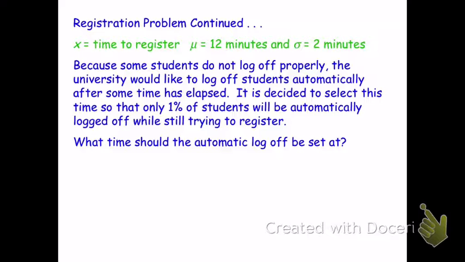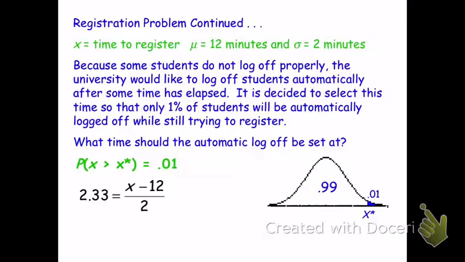We put in 99% because we only want 1% to be logged off. If you look at the picture, I want the top 1% to be logged off. So the people that spend more than 16.66 minutes on the computer will get logged off.